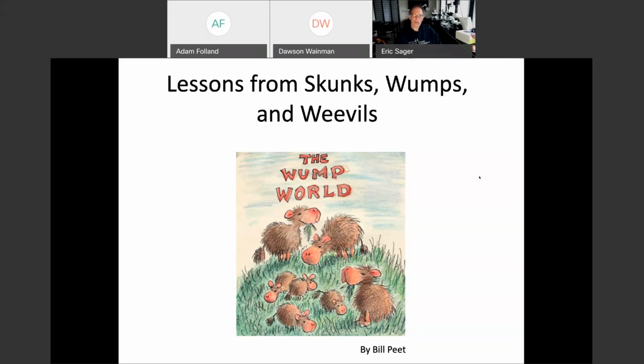And so I'll borrow from Wump World. I'll borrow from Aldo Leopold, and then I'll also borrow from some weevils, which were part of a biological control experiment that we did with some plants and some lakes.